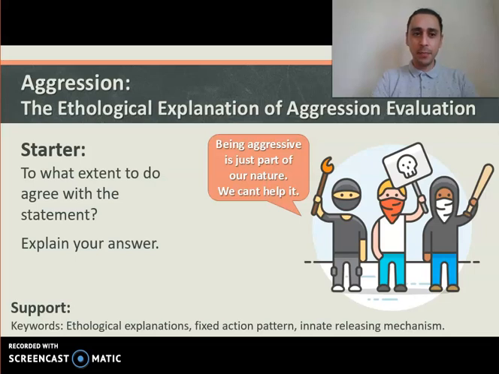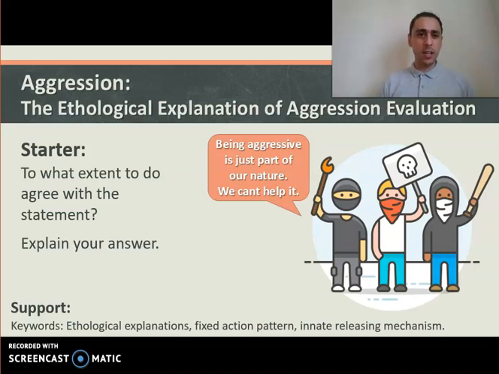To what extent do you agree with the statement? Explain your answer. So we've got a nice multicultural gang here, right? They're from three different cultures here. I think we've covered it nicely, right? Being aggressive is just part of our nature. We can't help it. It's just who we are.